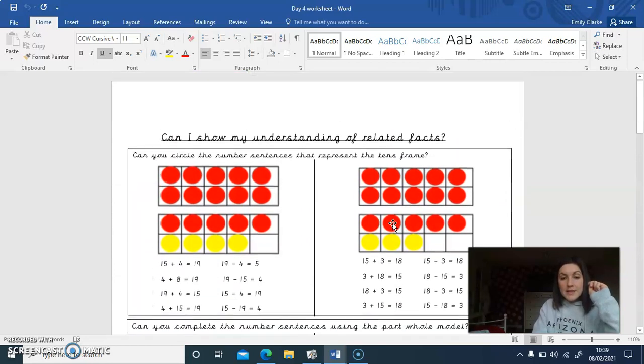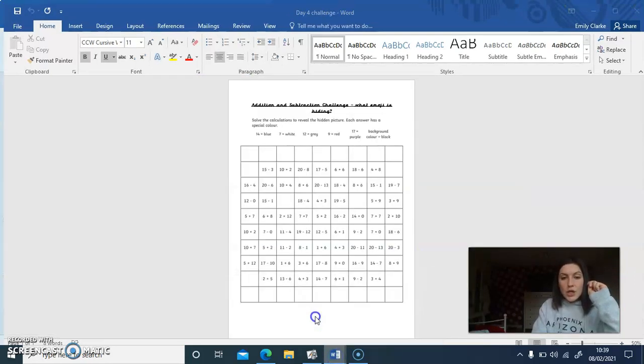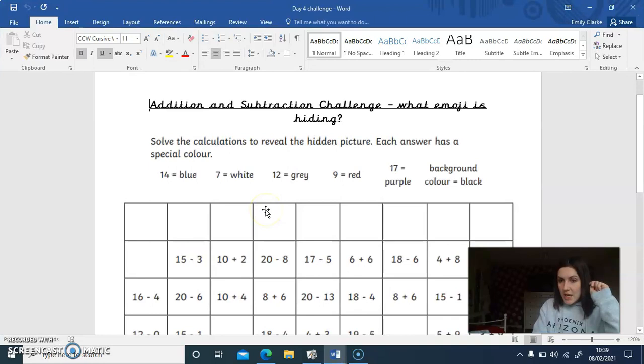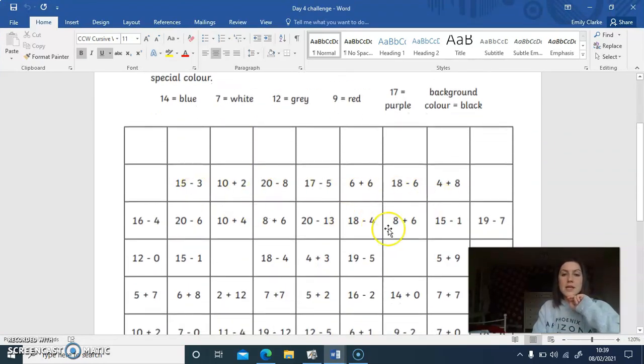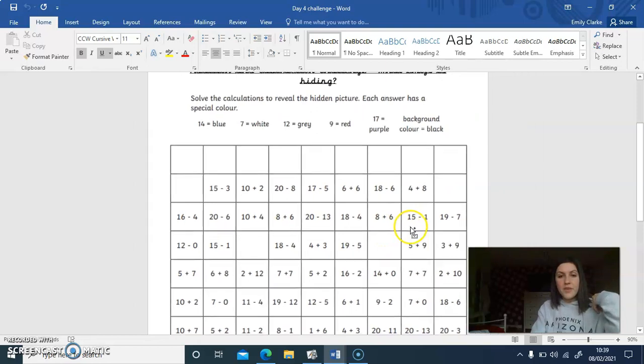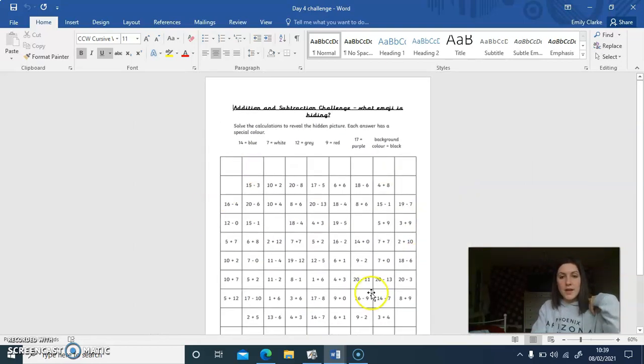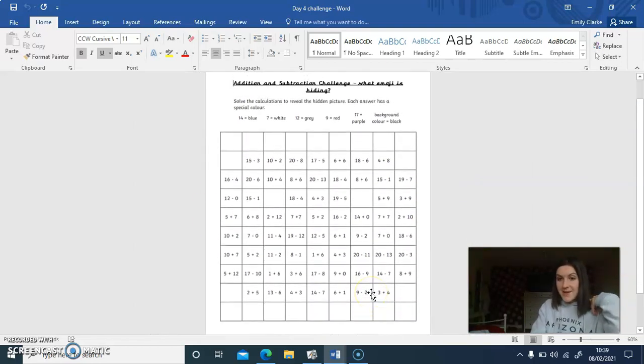If you fly through that today and fancy a challenge, then you have got the emoji hiding challenge. So you've got to work out the answer to the addition and subtraction sentences. If it was 8 and 6, that would be 8 in your head. 8, 9, 10, 11, 12, 13, 14. So I'd go across here and find my answer. 14 is blue, and then I'd colour that in blue. And then eventually you will find an emoji that will appear.